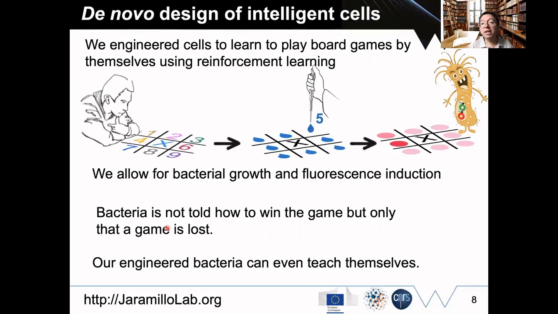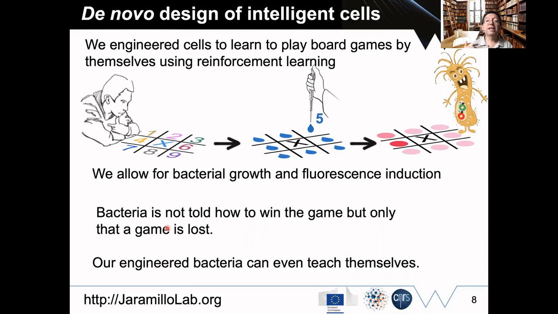They can learn many things, even the alphabet, or they can learn to play tic-tac-toe. Importantly, they use the same mechanism as our brain to learn: reinforcement learning. This is done by penalizing and punishing the cells with antibiotic each time they lose the game. But you don't tell them what the wrong thing was. It can be any of the moves that led to losing the game. And that is the key of reinforcement learning.